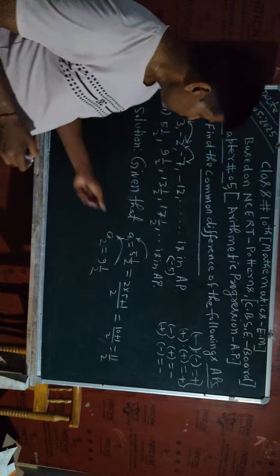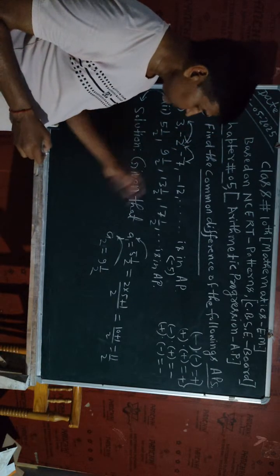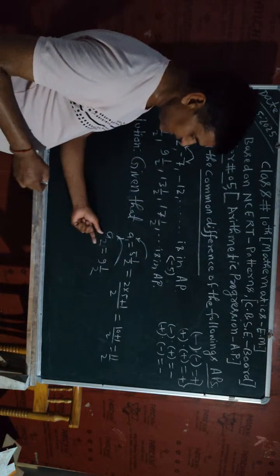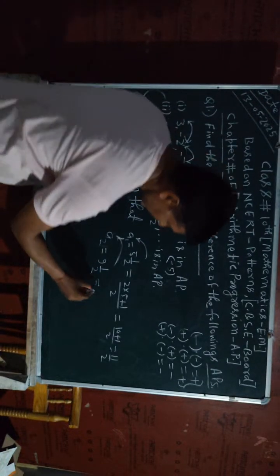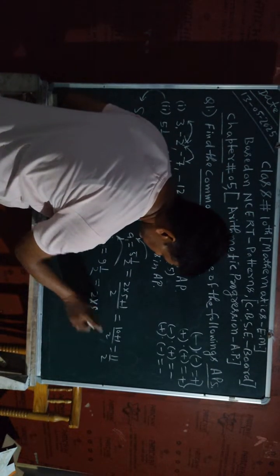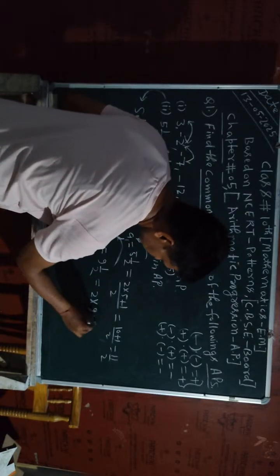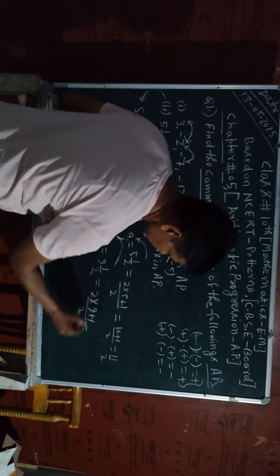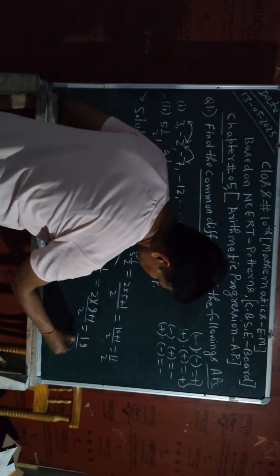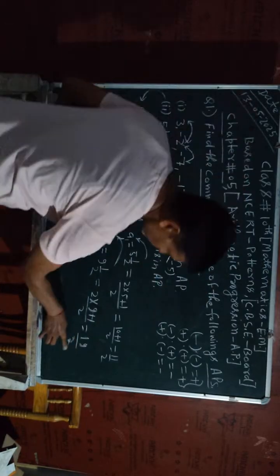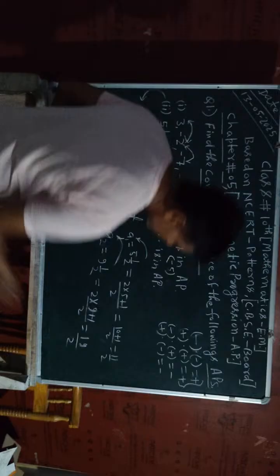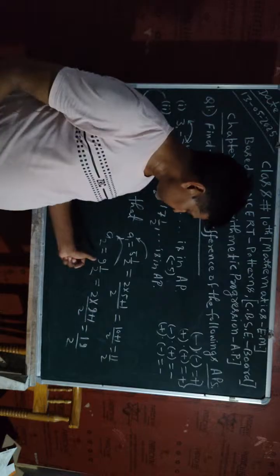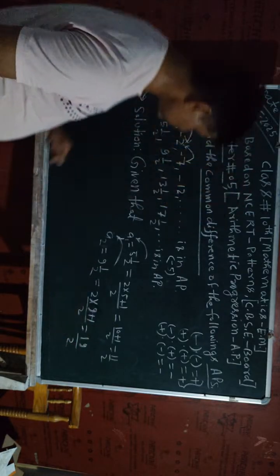Okay, student. Now this value, 9 and 1 by 2, its value I am going to assign to A2. Now further I will simplify. I will write 2 into 9 plus 1 divided by 2. After solving, I will say 18 plus 1, that is 19 divided by 2. Okay, student. Now we have to find the common difference of this AP series. We have to find the common difference of this AP series. That will be 19 divided by 2 minus 11 divided by 2.